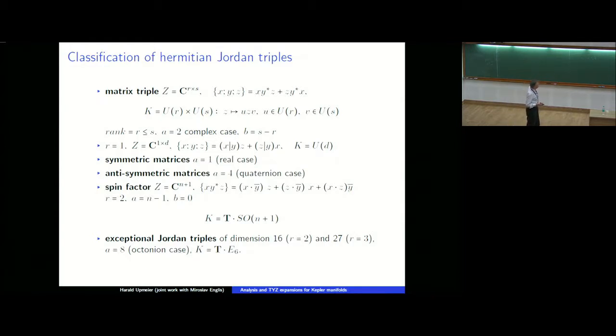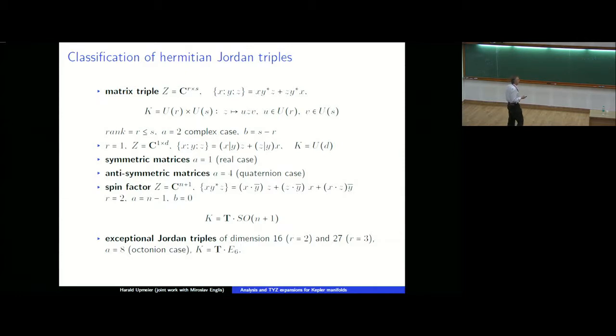The simplest of all matrices is, of course, if the rank is 1, then we just get a Euclidean vector, a Hermitian vector space of dimension D, and the triple product that I had, xyz is xy star z plus zy star x, becomes simpler. It is expressed in terms of the inner product. If the rank is 1, K is just a unitary group.